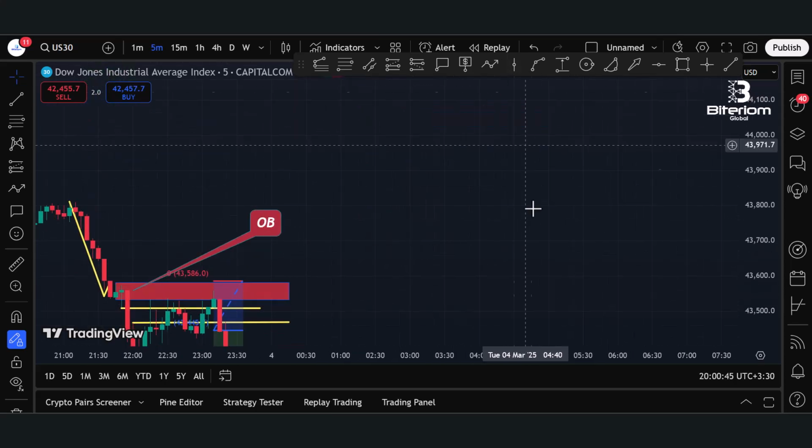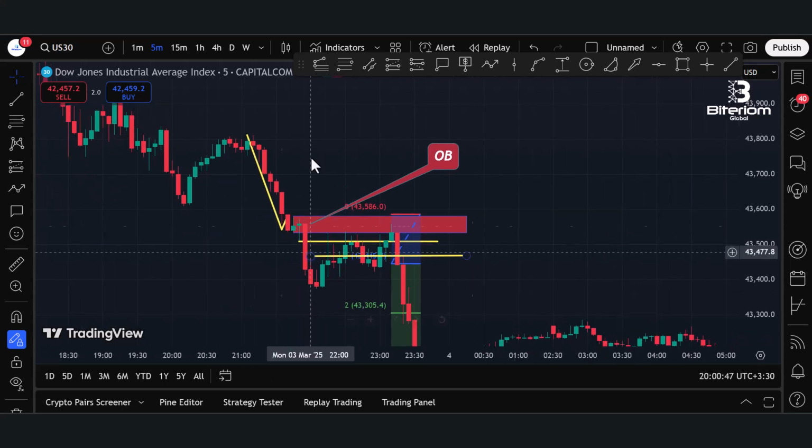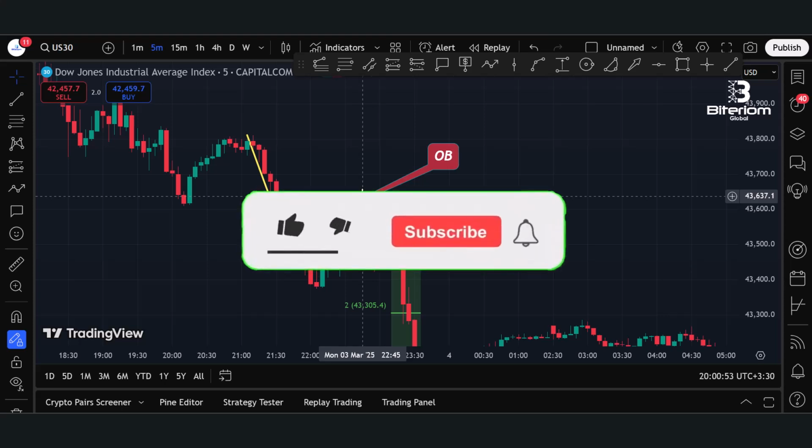Guys, let's see some examples on the chart for the order block, and after that I'll teach you the breaker block.